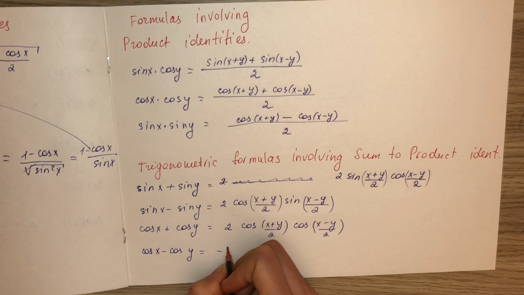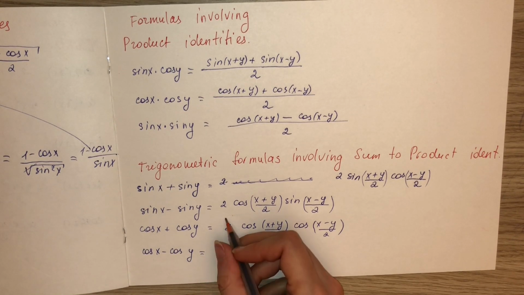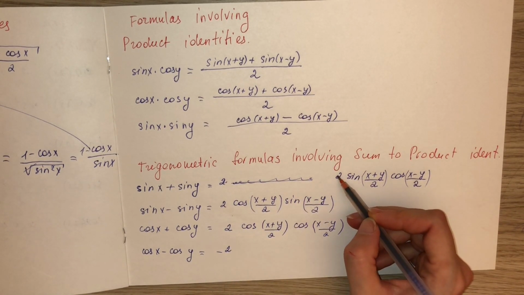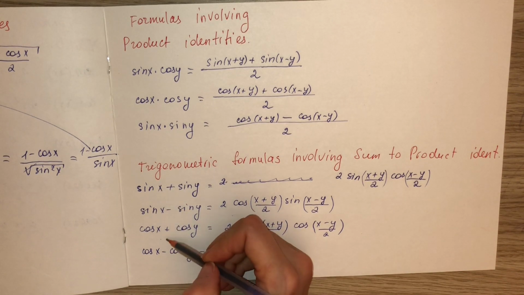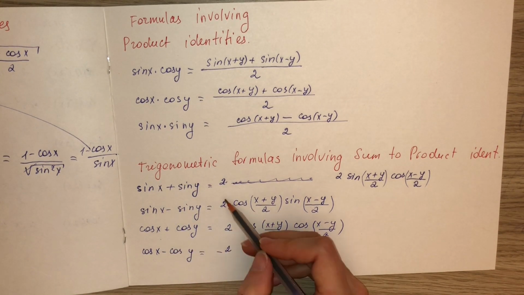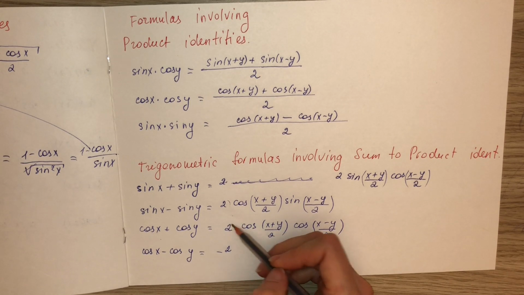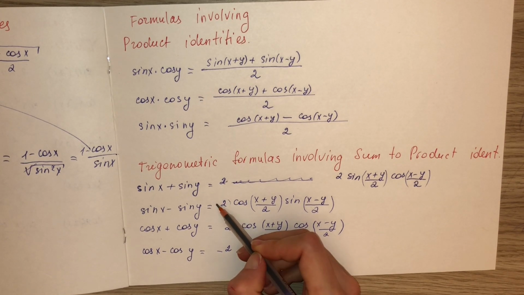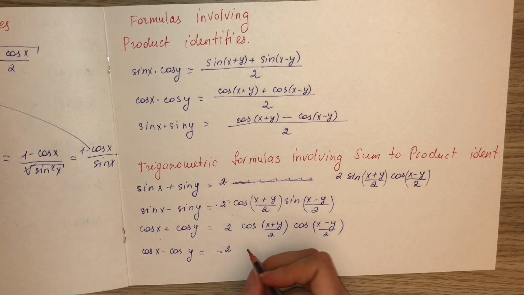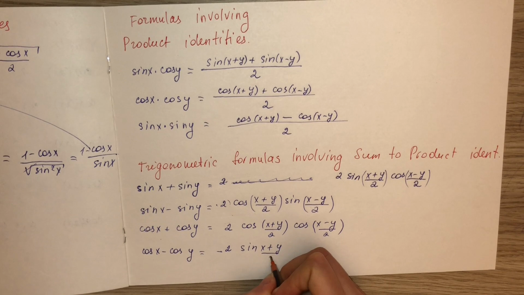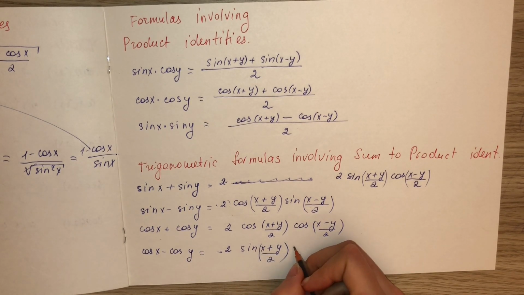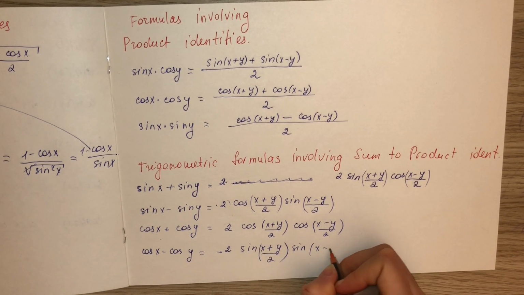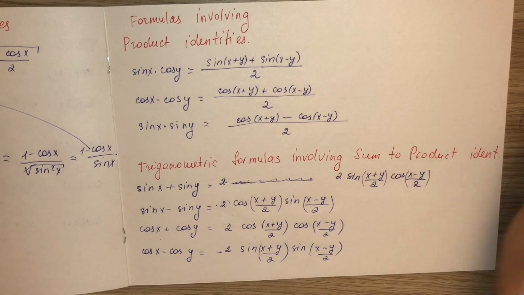And our final formula is cosine x minus cosine y. And this is equal to minus 2. See the difference? In all the other formulas the coefficient 2 was positive, but here it's negative. Sine x plus y over 2, sine x minus y over 2. So this was all about trigonometry formulas.